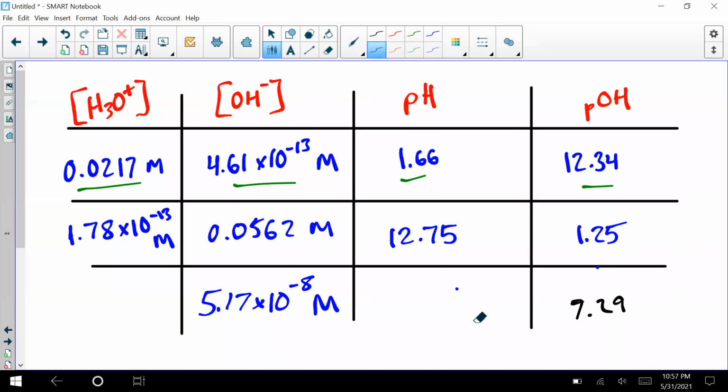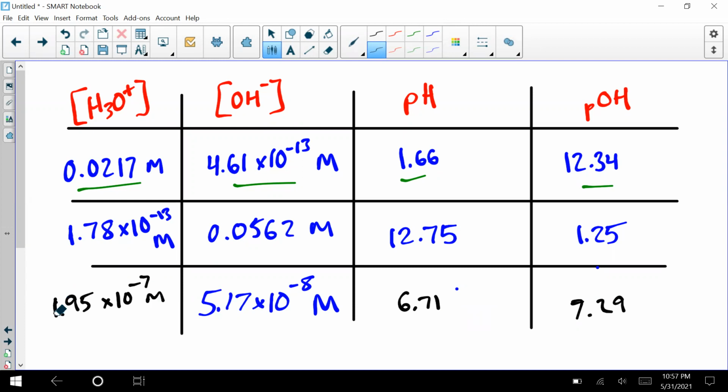And once we have pOH, let's find pH. So it's simply 14 minus that, which is 6.71. And now that we have pH, let's find concentration. So we say 10 to the negative 6.71, which gives us 1.95 times 10 to the negative 7 molar.